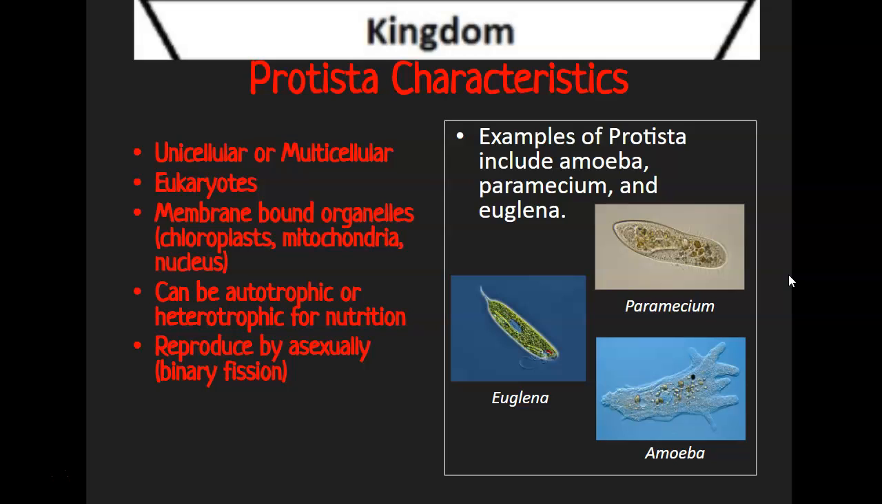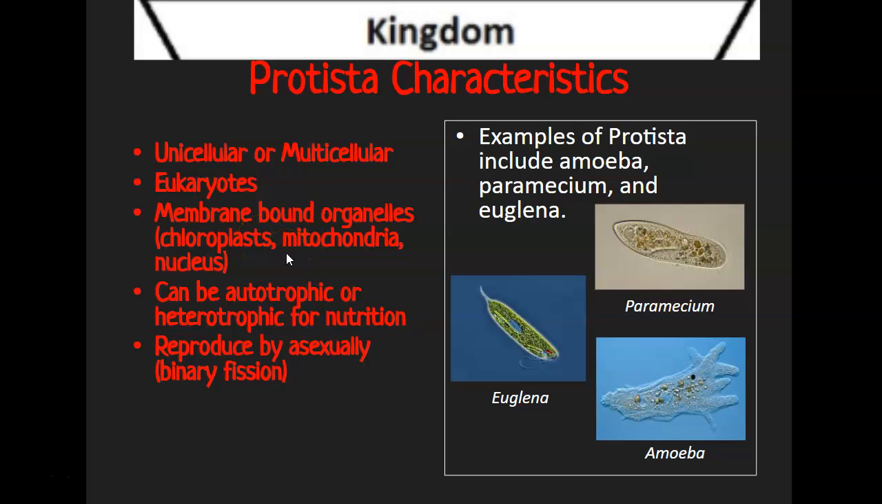So the next kingdom is going to be protista. Okay, so protista can be unicellular or multicellular. They are eukaryotes. So if we look at this image, we can kind of see the nucleus having a little bit darker around the edge. And so that means that they have a membrane around there. So that's the defining characteristic between prokaryotes and eukaryotes. So that means that they have membrane-bound organelles.